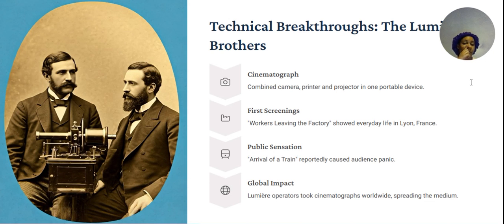And they did this film called Workers Leaving the Factory, showing everyday life in the city of Lyon, which is in France. And you will see there's a film of it. I think it should be on YouTube. It's just people going inside and outside the factory, getting on with their lives, working as well. It's just simple.